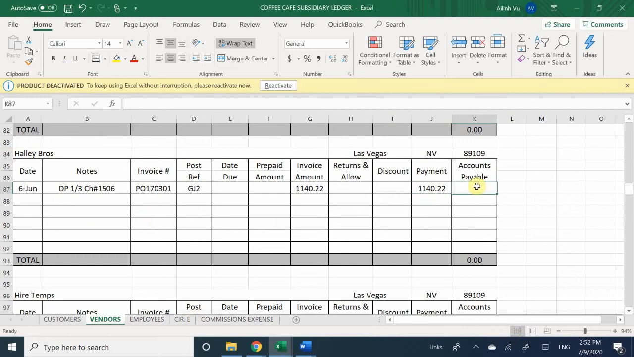And again, how this works is going to be your invoice amount, subtract any prepaid amounts, subtract any returns, subtract any discounts, and also subtract your payment. So in this case, I don't owe Haley anything because they owe me. Okay? I wrote them a check.